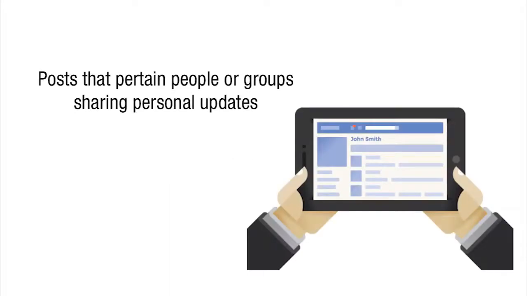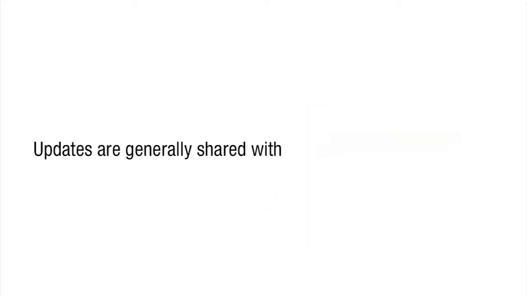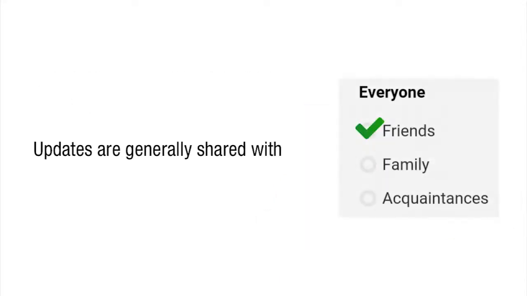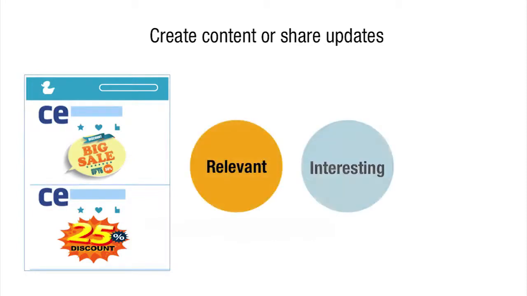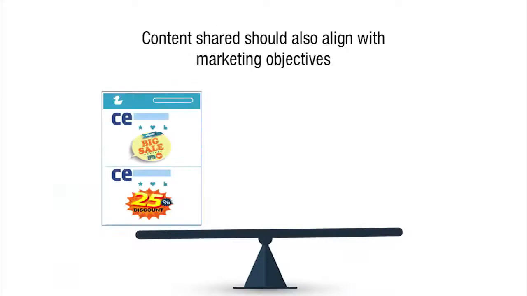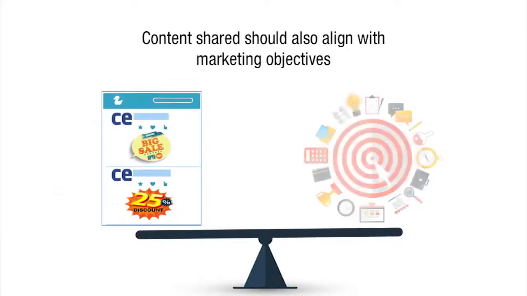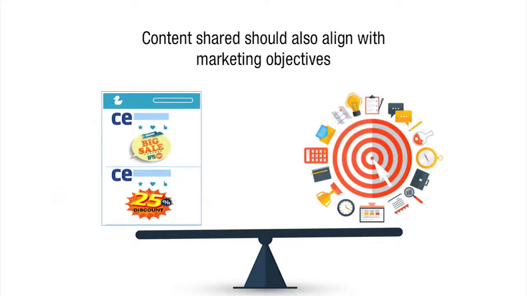Social networking sites. These are posts that pertain to people or groups sharing personal updates about themselves or about a topic. These updates are generally shared with friends, relatives, or acquaintances, but they may also be shared with the general public. A company needs to create content or share updates that are relevant, interesting, or entertaining enough for people to share with their personal network. And the content shared should also align with the marketing objectives for the product or brand.